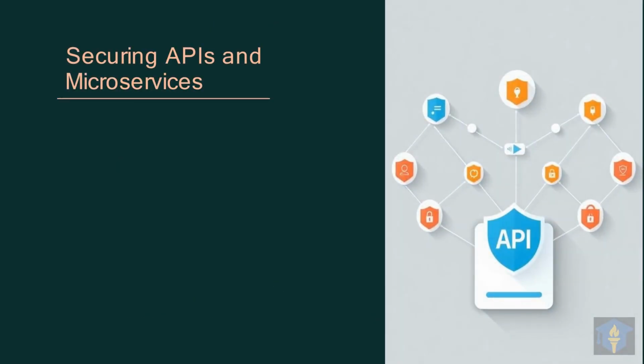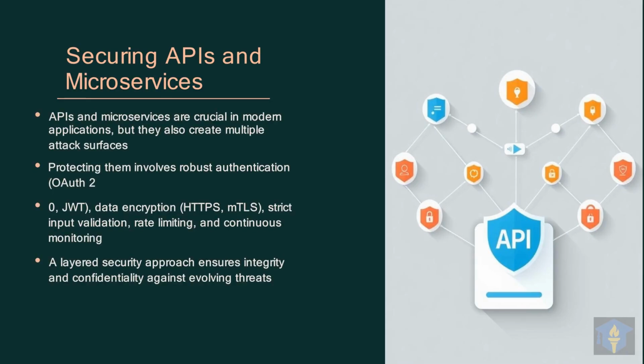Now, let's discuss securing APIs and microservices, which are vital in modern applications. APIs and microservices are crucial but create attack surfaces. Protect them with robust authentication, data encryption, and input validation.